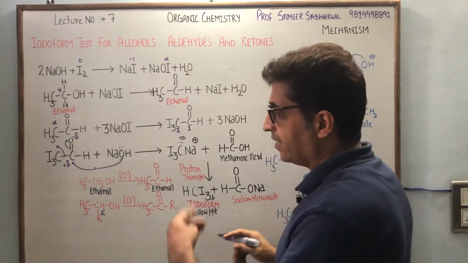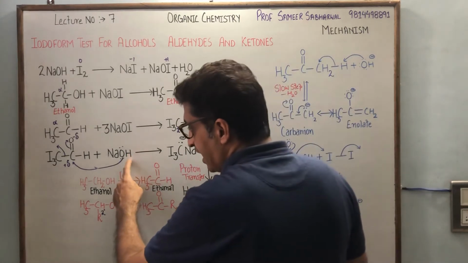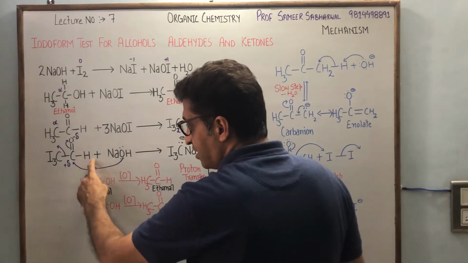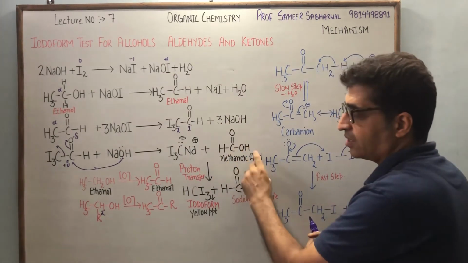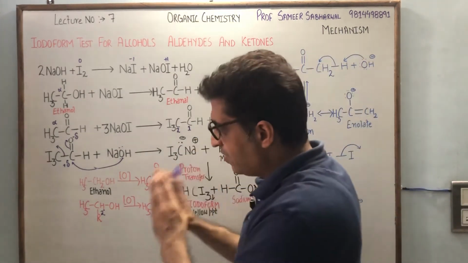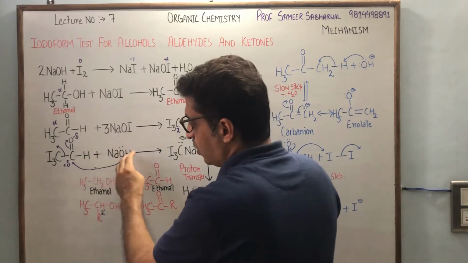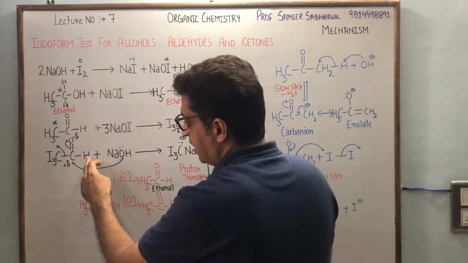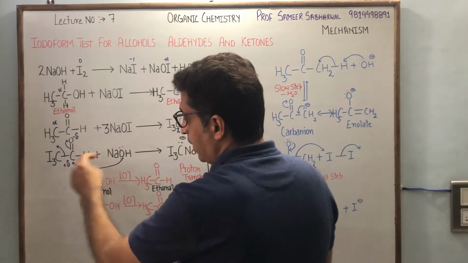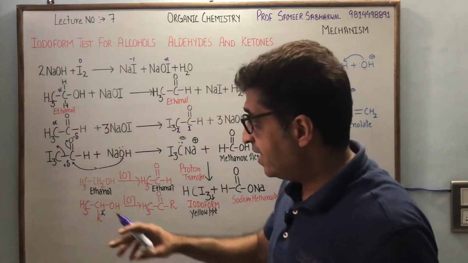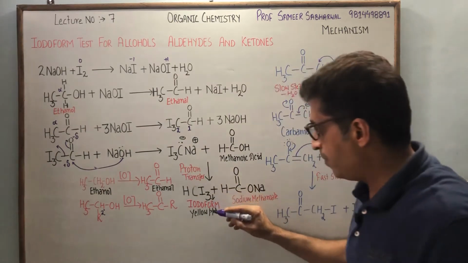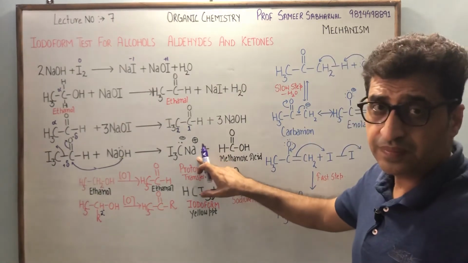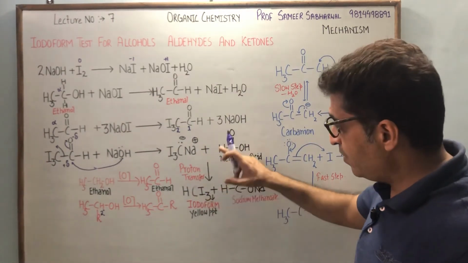So just analyze, OH negative is coming here. So you get H C double bond O OH. OH negative is attacking the carbon, so we get H C double bond O OH. And then CI3 negative with Na positive gives CI3 negative Na positive. The next step is a very beautiful step.